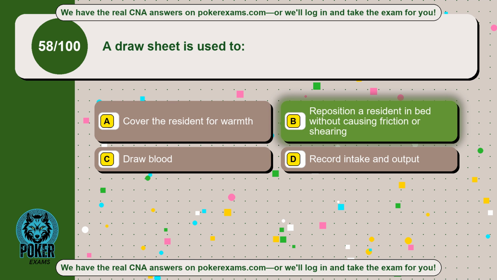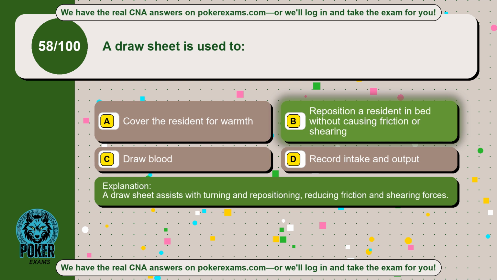The correct answer is option B. Reposition a resident in bed without causing friction or shearing. A draw sheet assists with turning and repositioning, reducing friction and shearing forces.